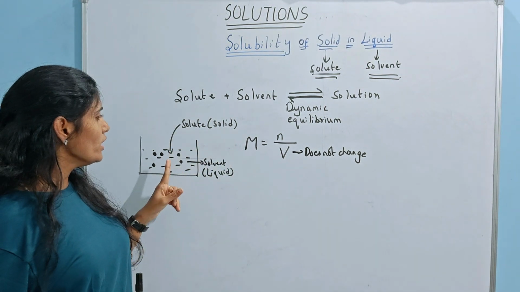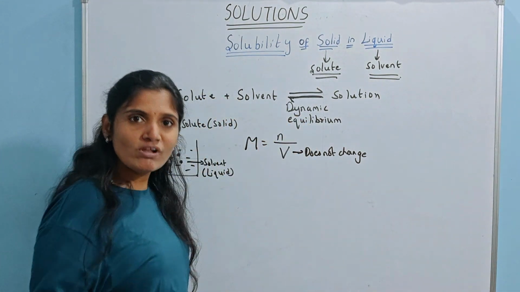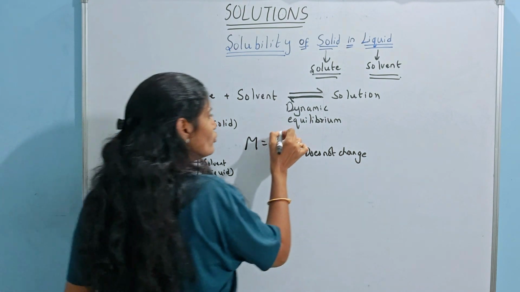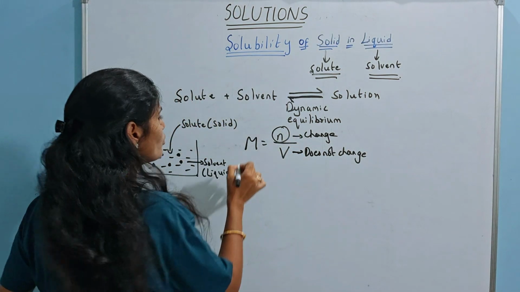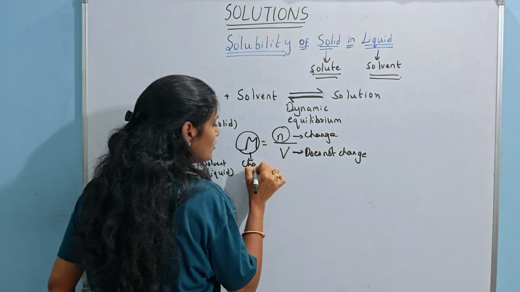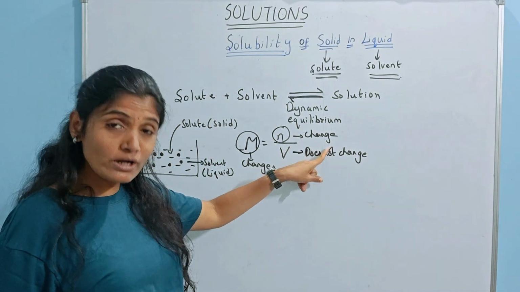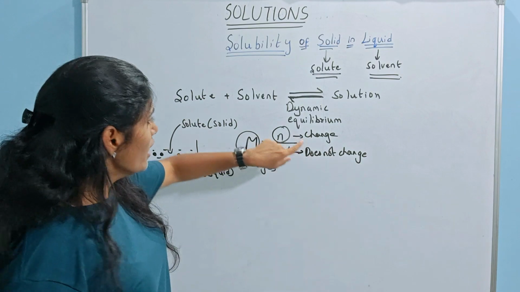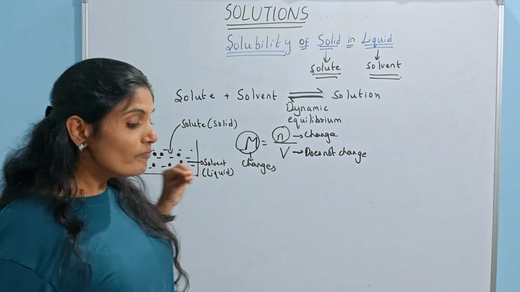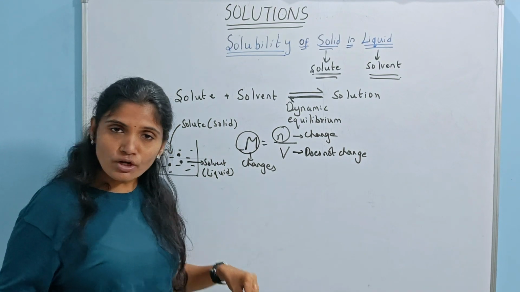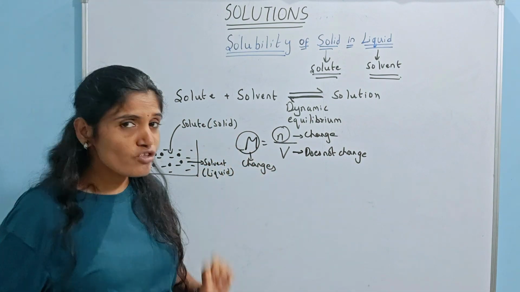The solute is going into the solvent, volume is not changing, but the number of moles of solute will change. I'll keep on adding solute, so the number of moles will change. Now if the number of moles changes, the concentration also changes. This is the number of moles of solute divided by the volume of solution. When solute slowly gets dissolved into the solvent, the concentration of the solution will definitely change.